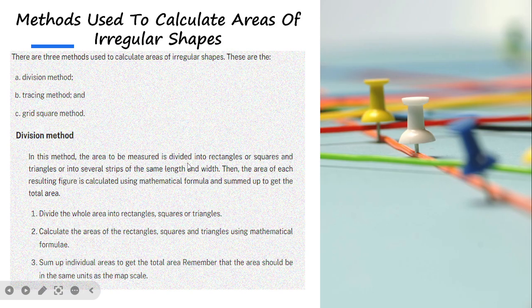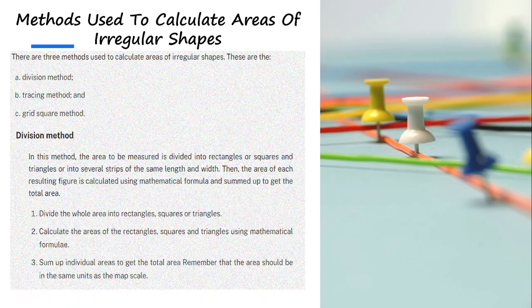In this method, the area to be measured is divided into rectangles or squares and triangles, or into several strips of the same length and width. Then the area of each resulting figure is calculated using mathematical formulas and summed up to get the total area. So that's simply how you can find the area of these irregular shapes using the division method. The procedure is to divide the whole area into these various regular figures, the rectangles, squares or triangles. Then calculate the area of the rectangles, squares, and triangles using the mathematical formulas which are given.